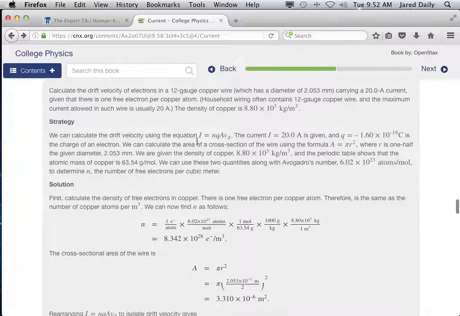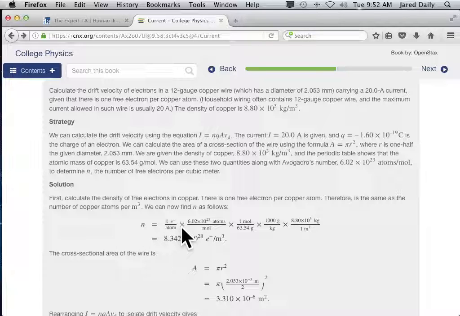So the drift velocity we're going to calculate by rearranging this equation. We rearrange this equation. We know I, we know what Q is, we know what the cross-sectional area is. A equals pi r squared, where they've given us the diameter, so r is half the diameter. And then the density of copper we're going to use, and the periodic table to get our number of atoms. So we have 1 electron per atom.